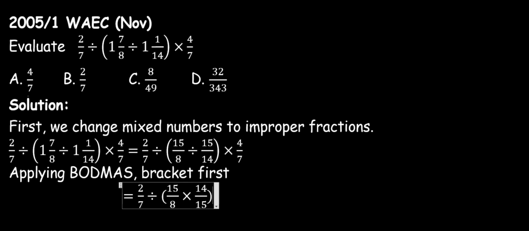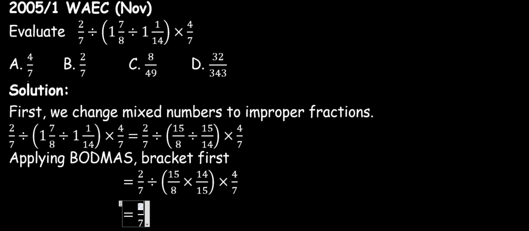We will have 2 over 7 divided by, bracket open, 15 over 8 times 14 over 15. Then you close your bracket, times 4 over 7. And within the bracket, some terms cancel out and you'll be left with 7 over 4. Hence, our result will be 2 over 7 divided by 7 over 4 times 4 over 7.